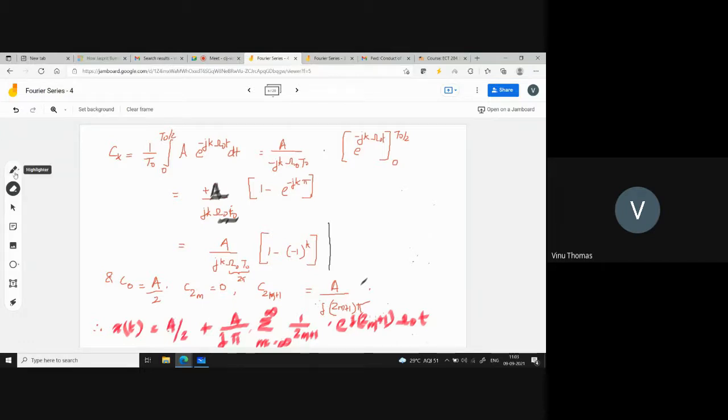So you will have a spectrum something like this. You will have a C0 for this waveform. Then you will have C1 and C minus 1. You will not have C2 and C minus 2. Then you will have C3 and C minus 3. You will not have C4 and C minus 4 because there is no even component. So this should be the shape of your spectrum. Is this understood?